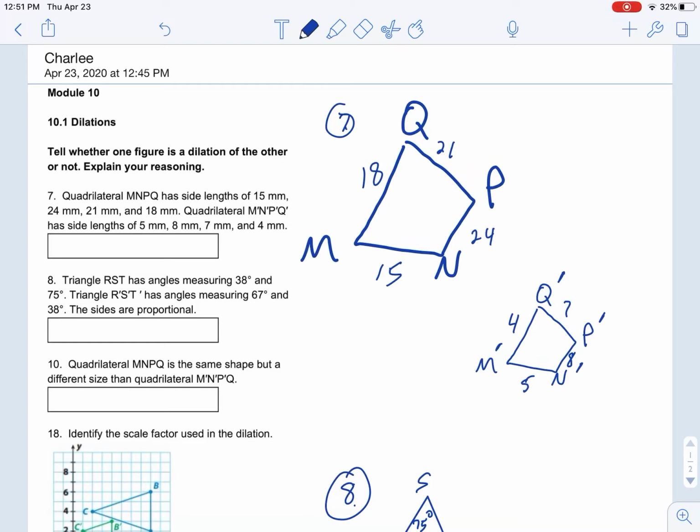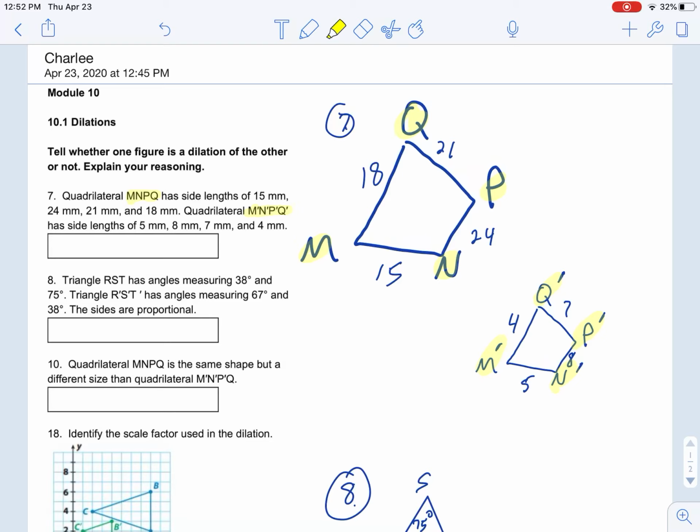So in number 7, this MNPQ quadrilateral is a four-sided shape. MNPQ, those are the corners or the vertices of the quadrilateral. These little apostrophes on the other one, you say the word prime, like M prime, P prime, or Q prime, P prime, N prime. Those are the four corners of the other shape. They use the same letters, so you know they go together, but the little prime mark, the little apostrophe mark, means it's on the other shape.